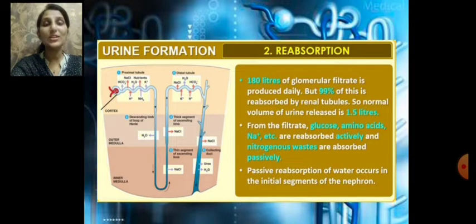From the filtrate, what all is reabsorbed? The glucose, the amino acids, and the sodium ions are reabsorbed actively. Actively means with the help of energy. And nitrogenous waste is absorbed passively. In addition to the nitrogenous waste, passive reabsorption of water also occurs in the initial segments of the nephron, that is in the PCT. So what all is reabsorbed? Glucose, amino acids, sodium, nitrogenous waste, and water are absorbed actively and passively. 99% is reabsorbed, and this whole process is called reabsorption, which is done by the renal tubule.